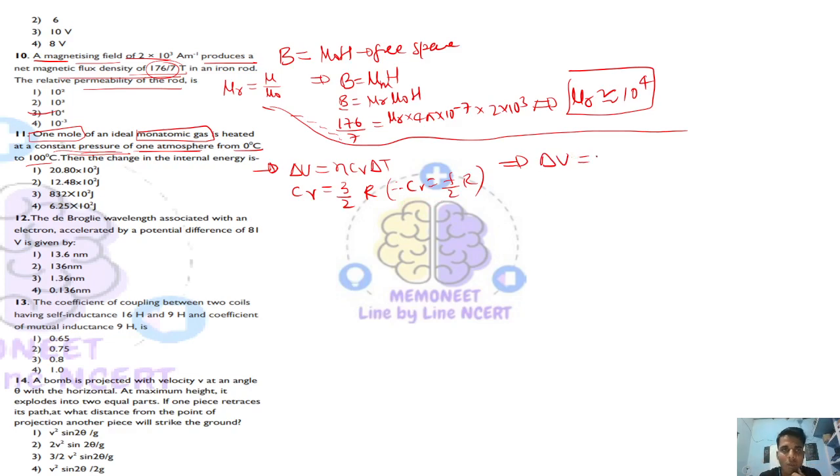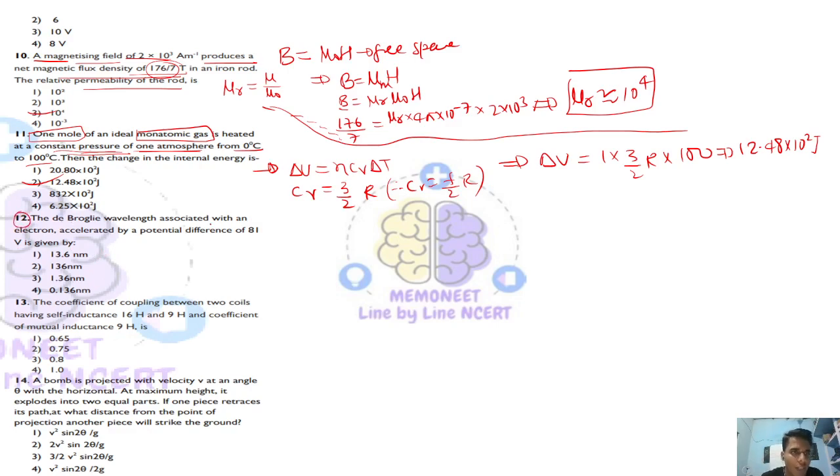So delta U equals, mole is 1, and no use of pressure, simply 3 by 2 times R, and when you put the value of delta T as 100, and the value of R, and solve it, you will get 12.48 into 10 to the power 2 joule. Option second will be the correct answer. It's a very simple question also. Now moving to the next question.